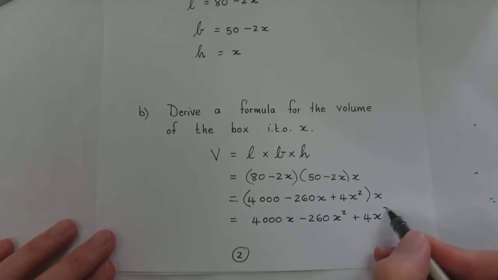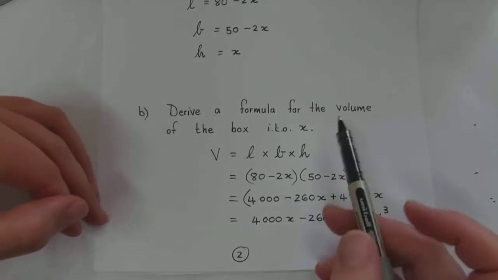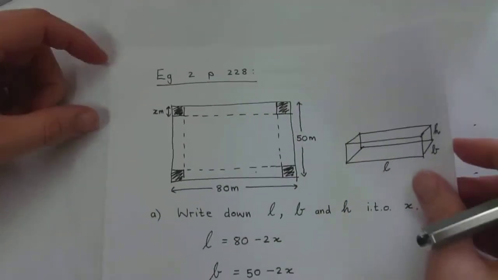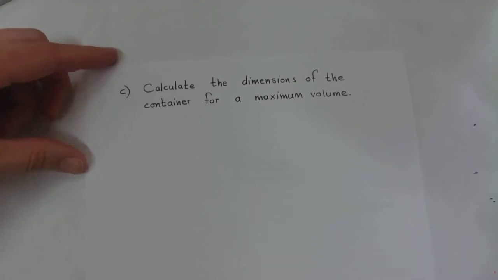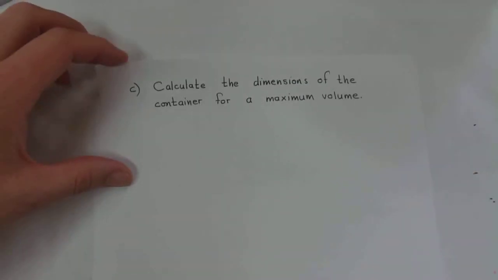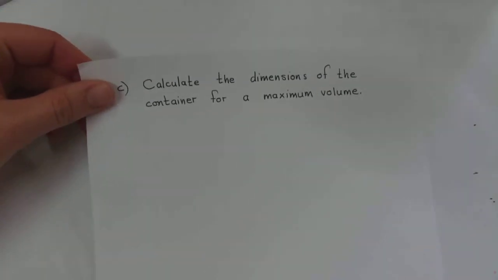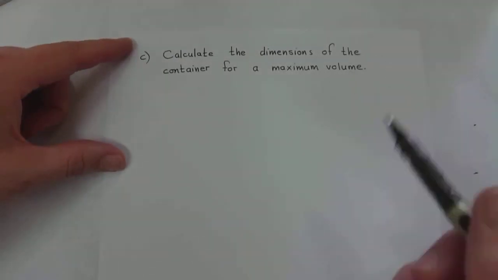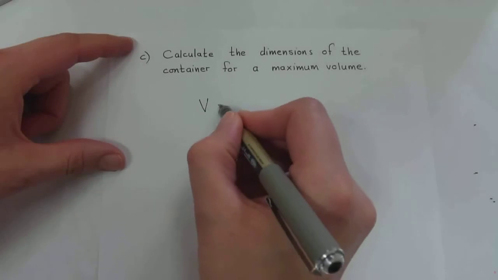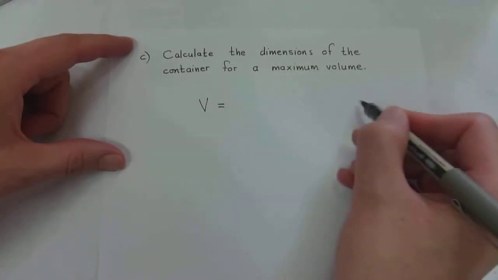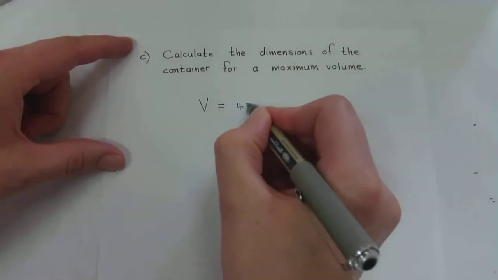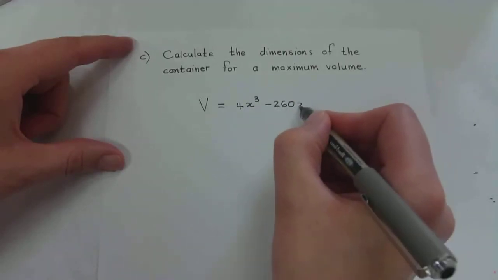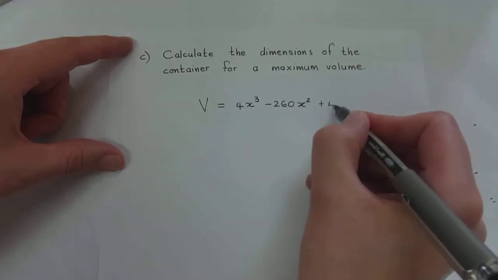There we go. So this is then the formula for the volume in terms of x, and we're going to use that in the next step, because in the very next step they ask me, calculate the dimensions of the container for a maximum volume. So that volume formula we've just established, I'm going to write it in descending order of powers, is 4x cubed minus 260x squared plus 4,000x.